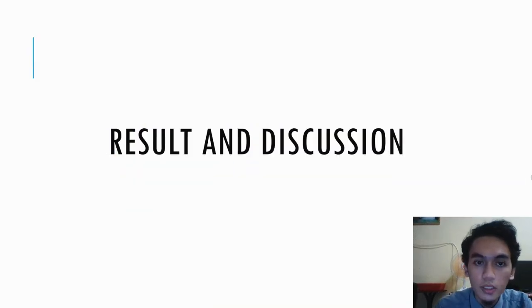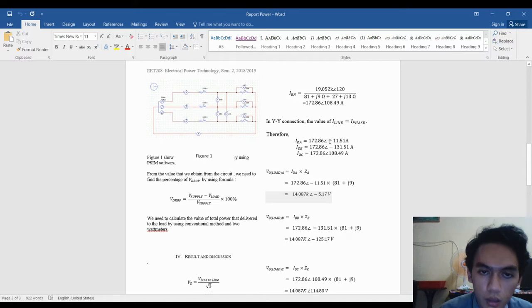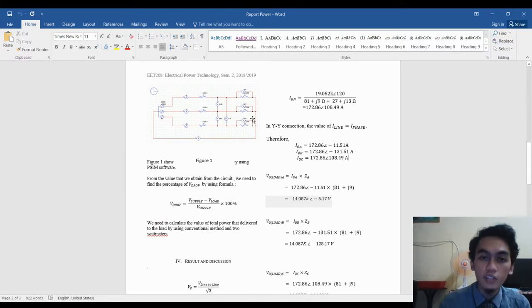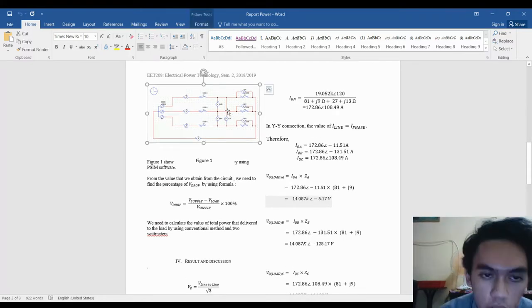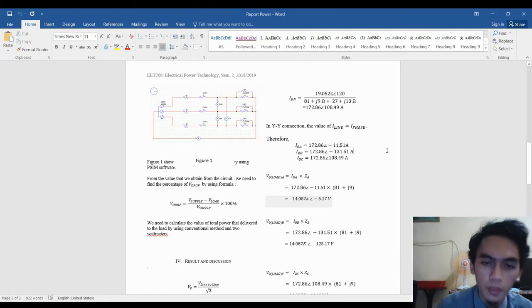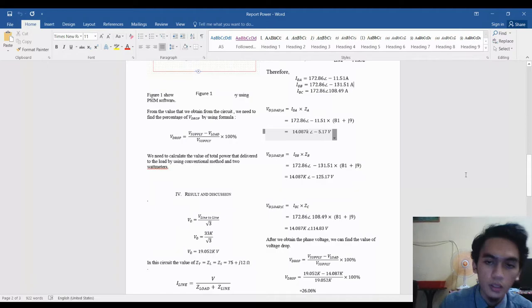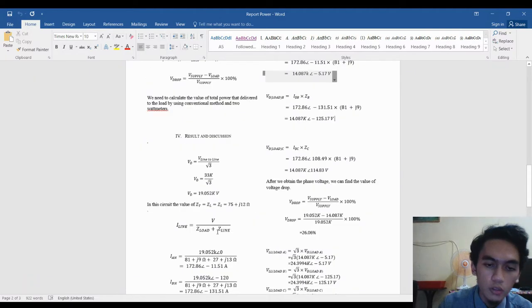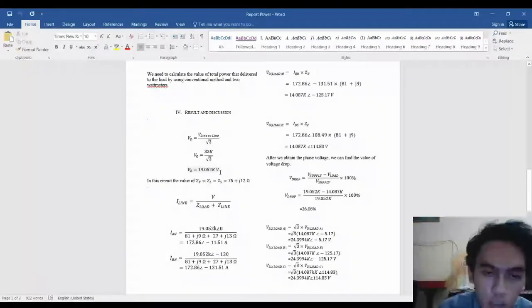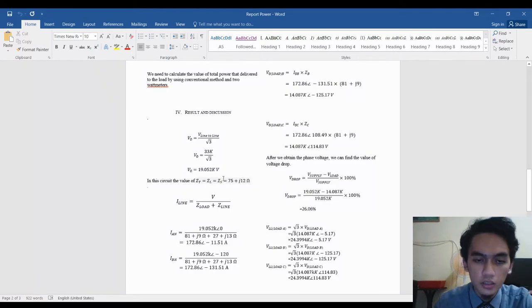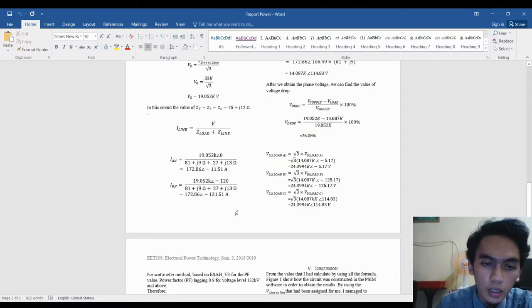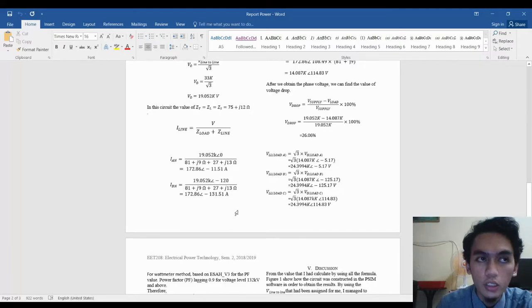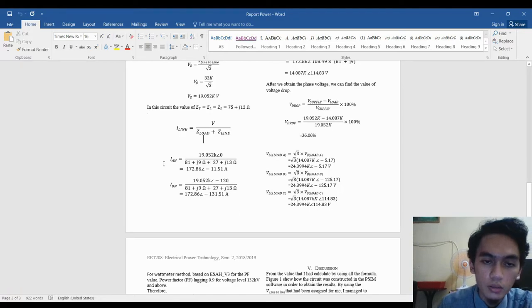Next, I'm going to talk about the result and discussion. For the design discussion, we are going to use the circuit that we built in the PSIM software. First of all, we find the phase voltage, which is 19.052 kilovolt. Next, we find the line current, using the formula voltage divided by load impedance plus line impedance.